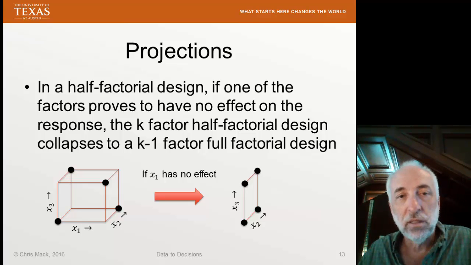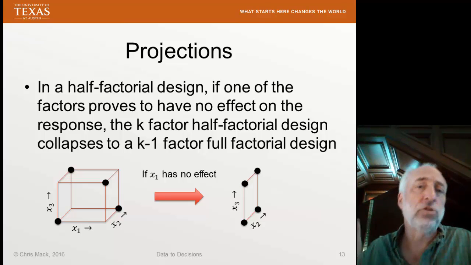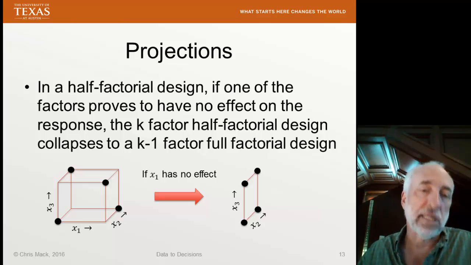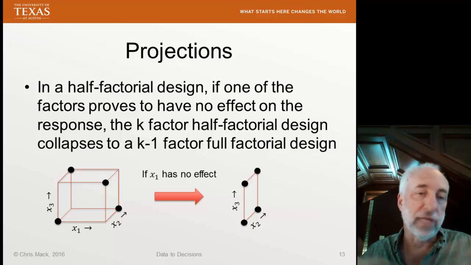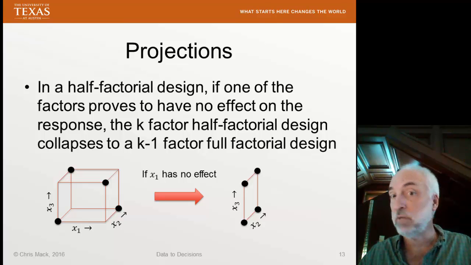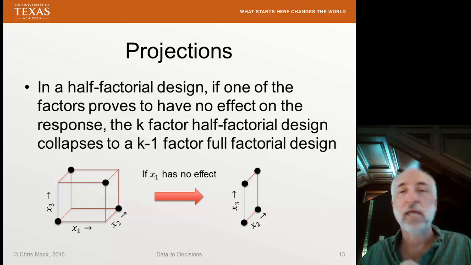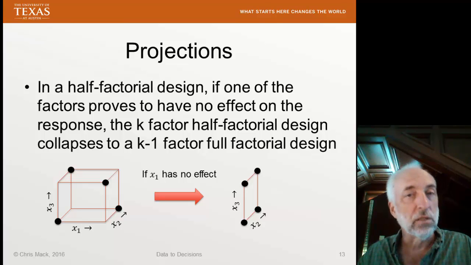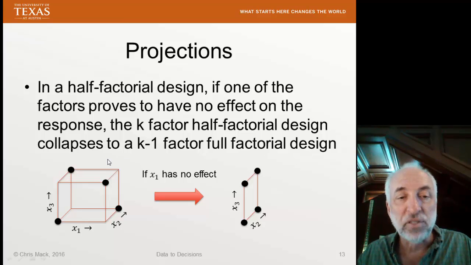All right, one other interesting topic I want to mention, projections. Suppose you did a half factorial design as a screening experiment, and you wanted to determine which of the variables x1, x2, and x3 are significant. Suppose that one of them turns out to have no effect on the response, so x1 doesn't do anything. I vary it, and nothing is different. That's something we learned. I don't need it.